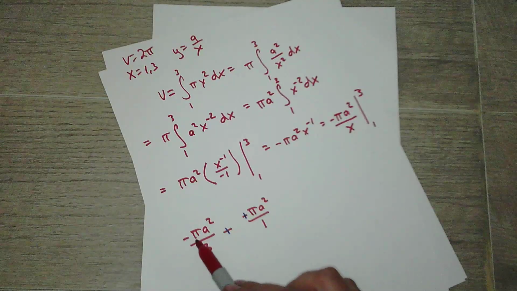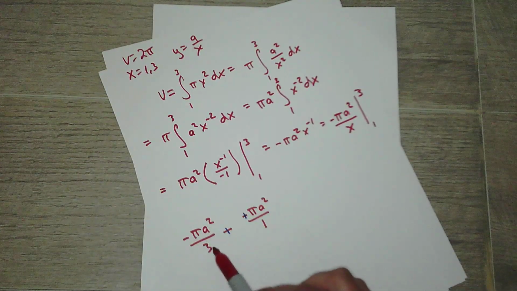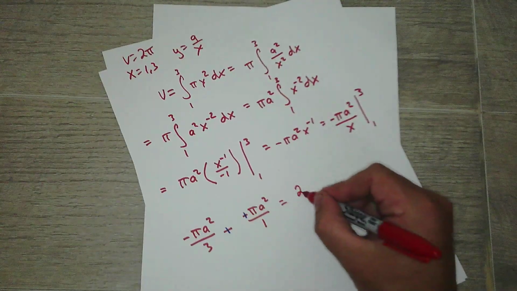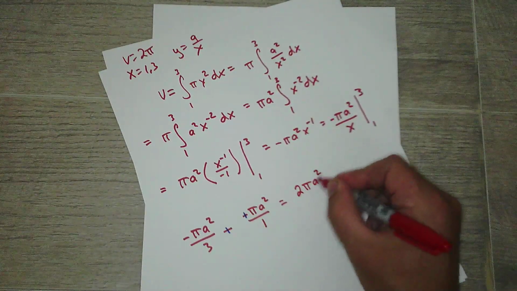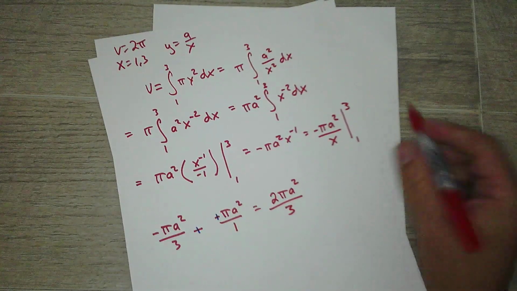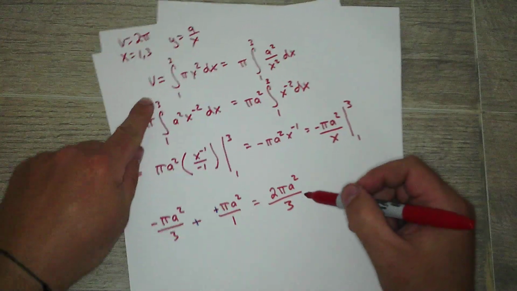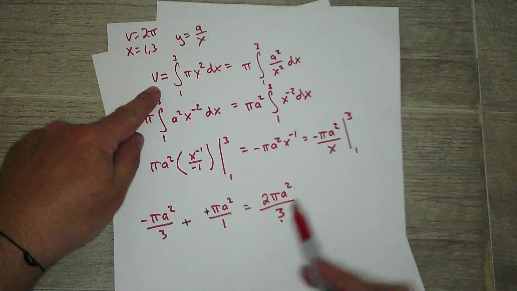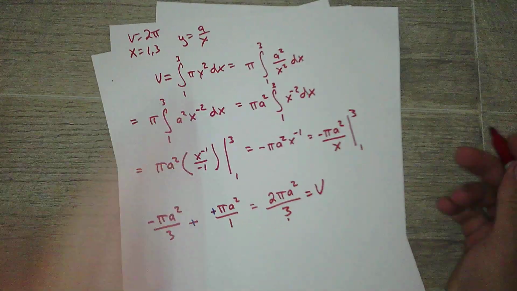And then negative pi A squared over 3 plus 3 pi A squared over 3 is 2 pi A squared over 3. Okay, so we get that. So what do we do with this? Well, this is the volume. Volume is equal to, after we do all the work, we get that. So we get V is equal to that. So that is the V.